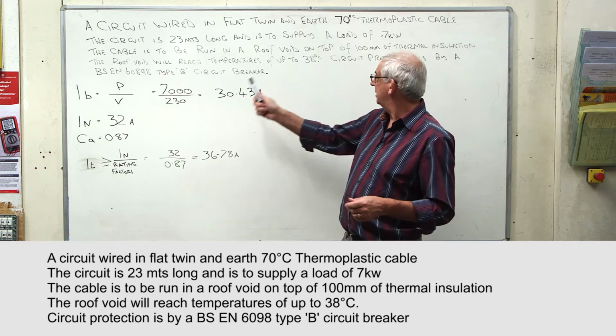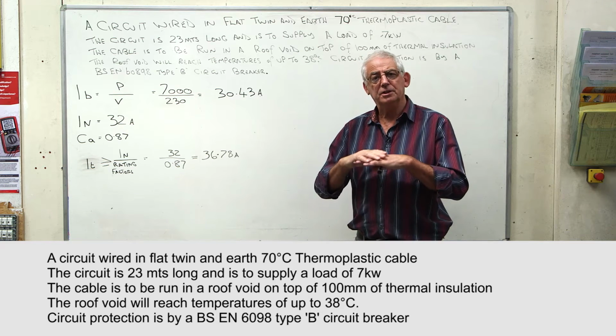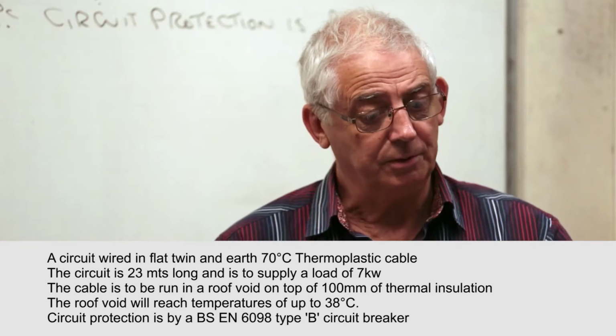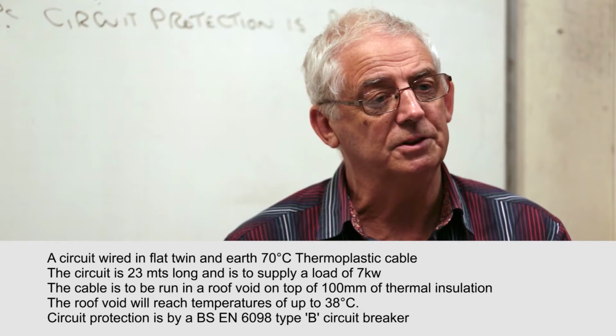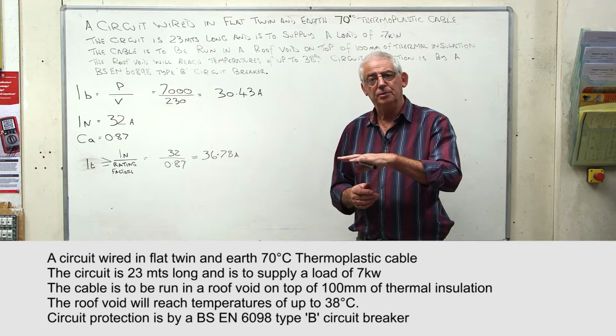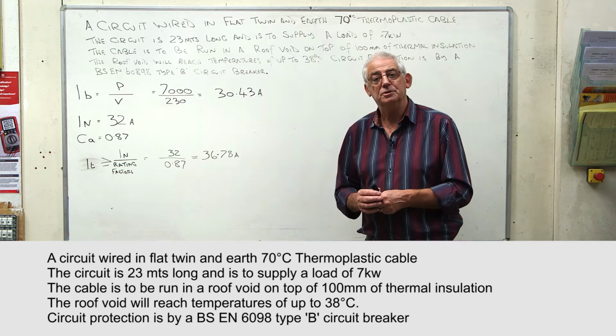Because it's in a temperature of 38 degrees, the cable's going to start off hotter than it would normally. Most of our cables, if we look at the table in BS 7671, are calculated at 30 degrees. So if we've installed a cable at 30 degrees ambient temperature, the factor's 1.